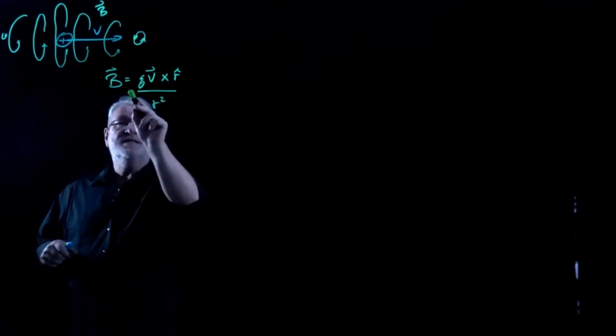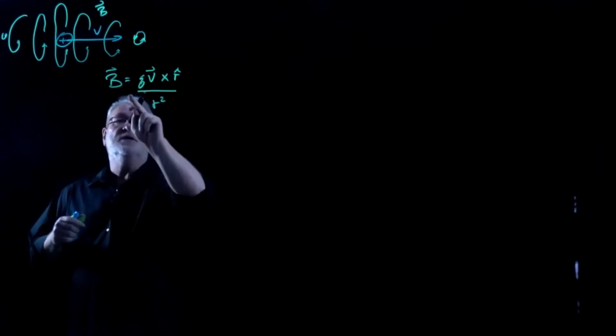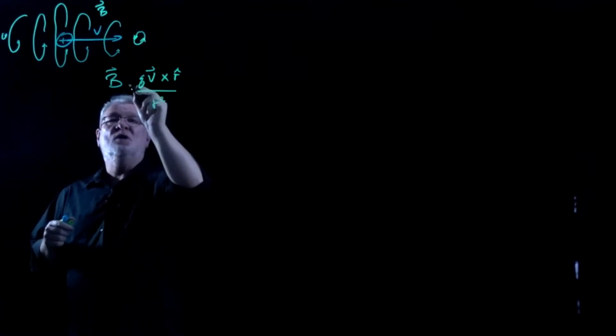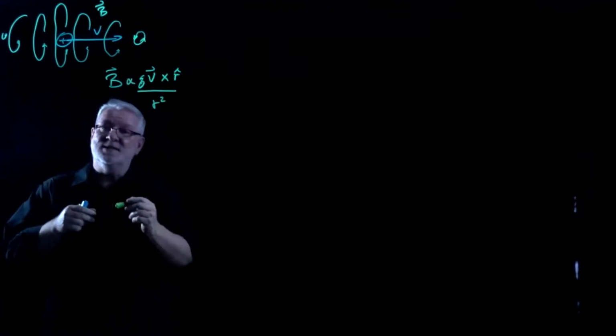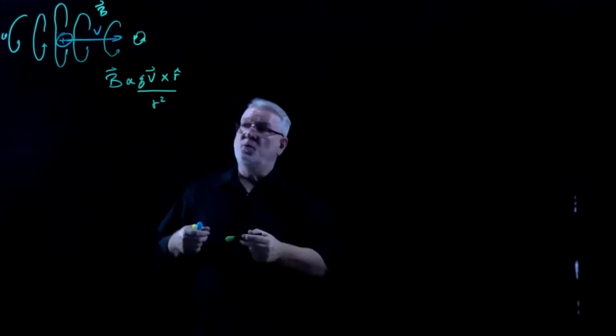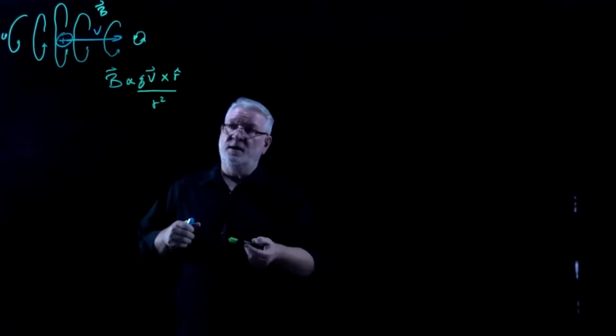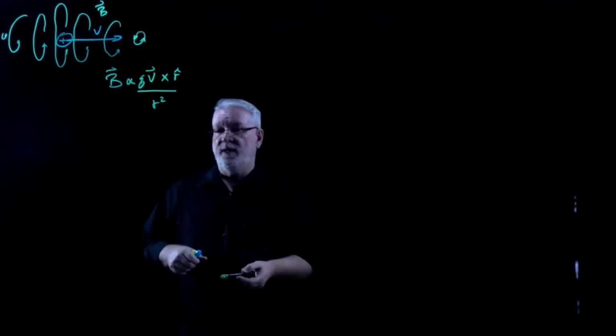Now, of course, I've set these equal. In reality, there's got to be a constant of proportionality in front of it. So in reality, this is more of a proportion. That is, the size of the magnetic field generated by a moving particle is proportional to the cross product of the velocity and the radial vector, and it's inversely proportional to the radius.